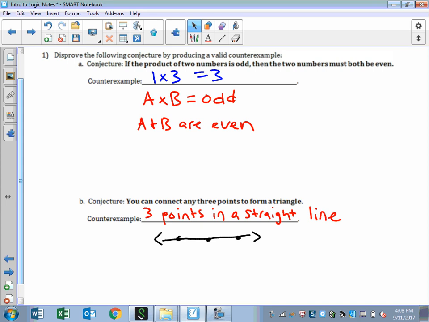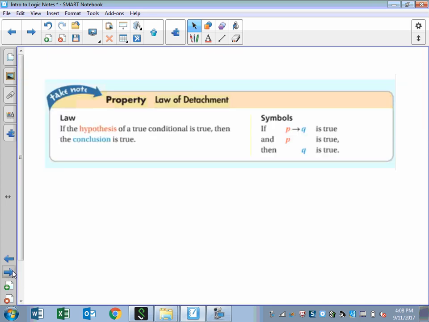Now we have 2 laws that you are going to need to use. First, the law of detachment says if the hypothesis of a conditional statement is true, then the conclusion is true. So that's just if P then Q is true and P is true, then you can say that Q is also true.